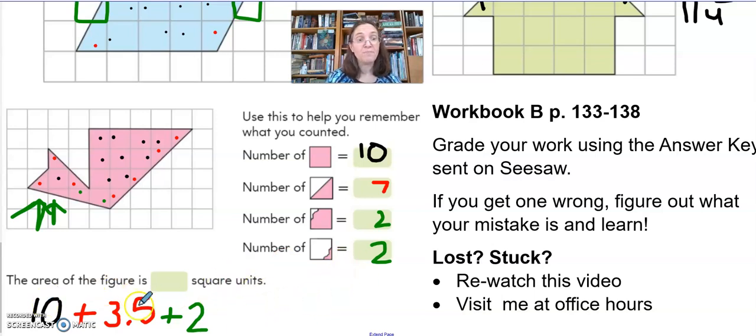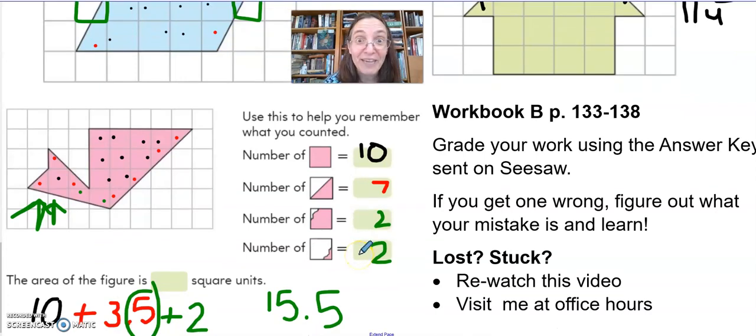So I've got 10 plus 3.5 plus 2. Well, let's see. 10 plus 3 plus 2 is 15. And then we've got the decimal here, the half is 0.5. 5 and 5, 15 and 5/10. Oh my goodness, we're using our fractions, we're using our multiplication, we're using our addition, we're using our decimals. So much fun to be had with area.